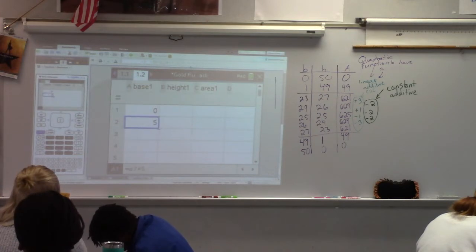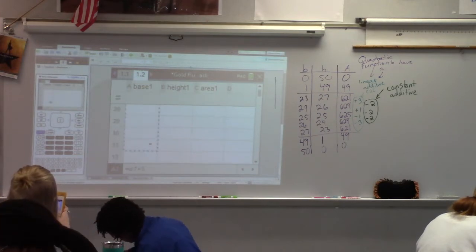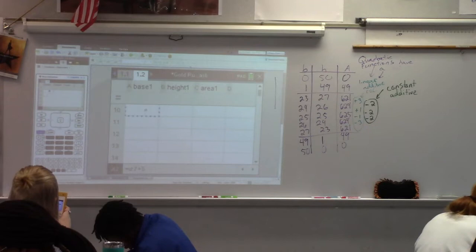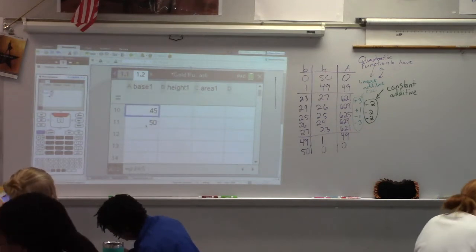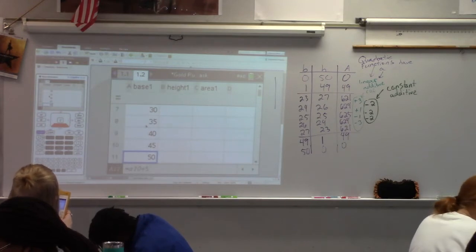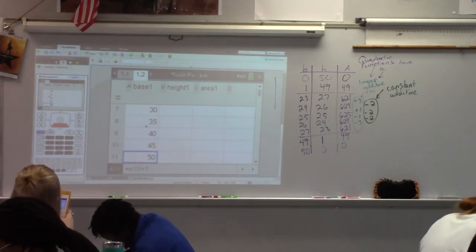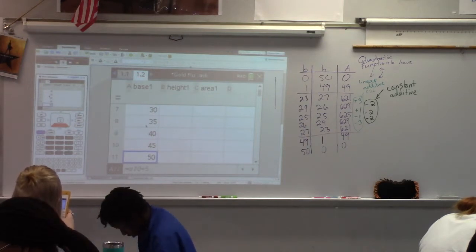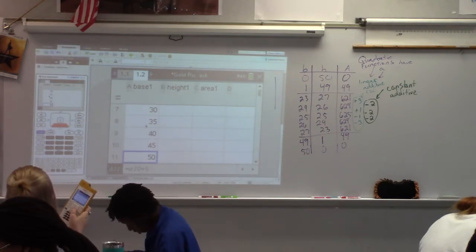So get your base values in there. Make sure you stop around 50. I think you need to go to 11. So you need row 11 to get to 50 by 5s. So we're going by 5s this time. So start at that 0. But then use your recursive definition to add 5.